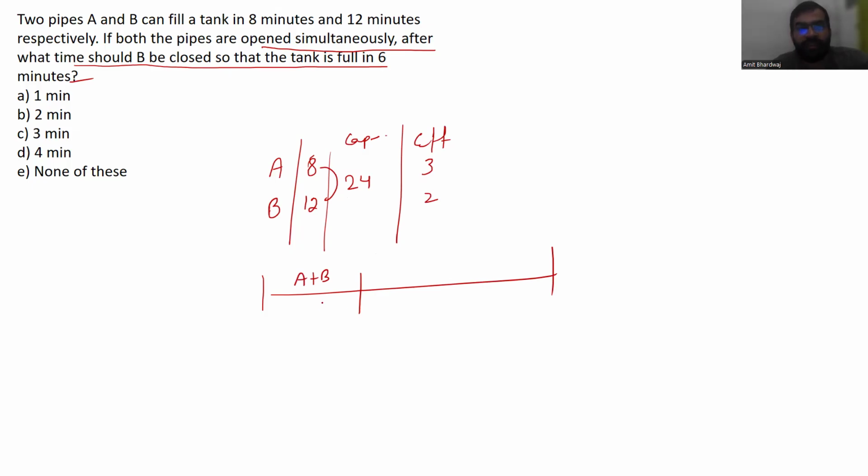After what time? Let's say after T minutes, B is closed and only A is running here, and the tank is full in 6 minutes. This is 6 minutes, right? Can I say this is 6 minus T minutes? Obviously, because the total is 6 minutes, right?